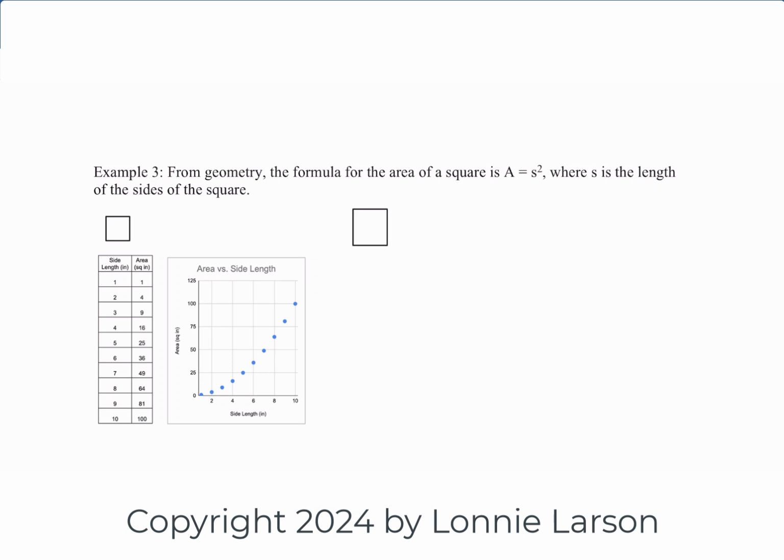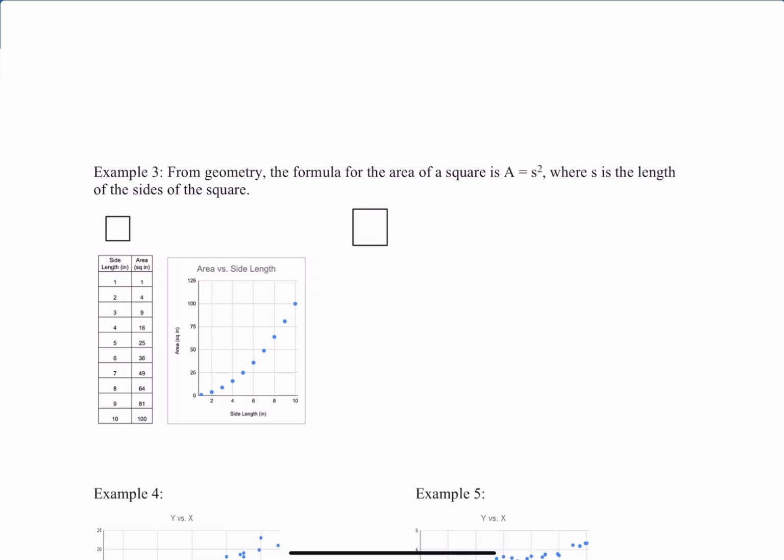Let's recall that from geometry, we know the formula for the area of a square is A equals S squared, where A, of course, is area, and S is the length of the sides of the square. And maybe we should review that a little bit. First of all, a square is a rectangle where all sides are the same length.